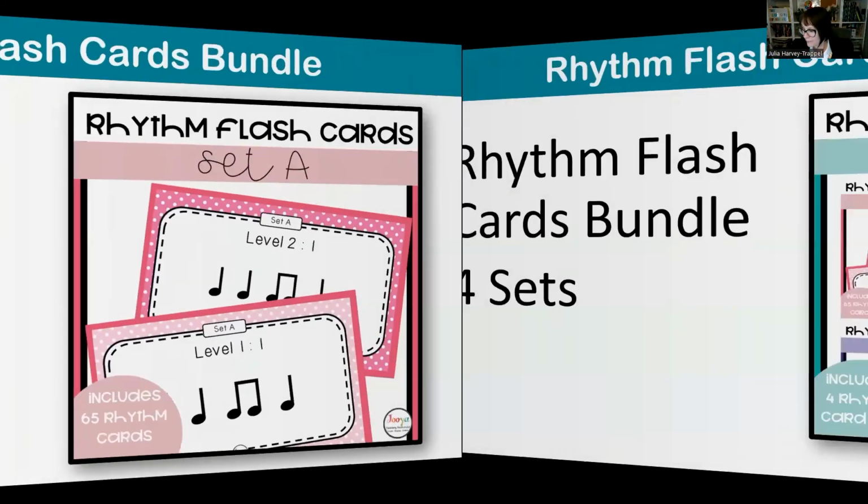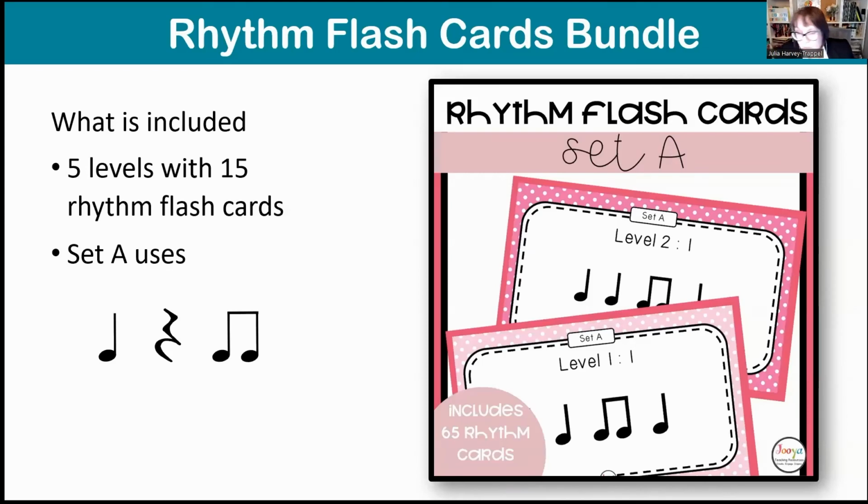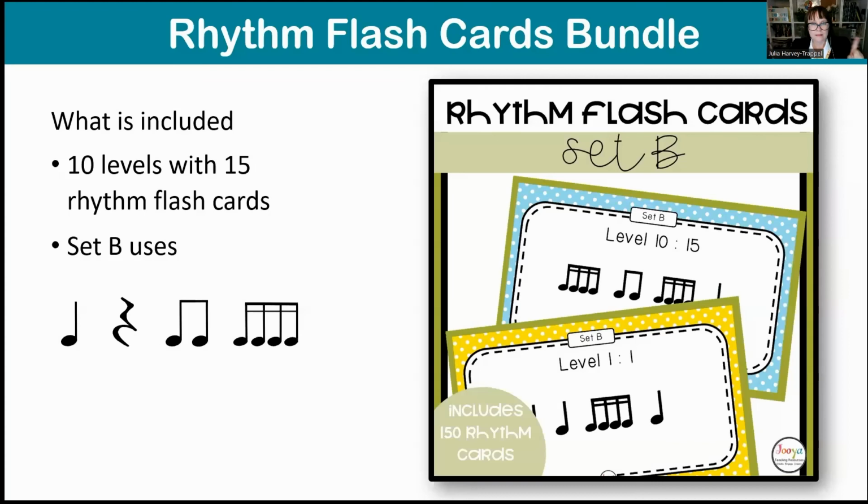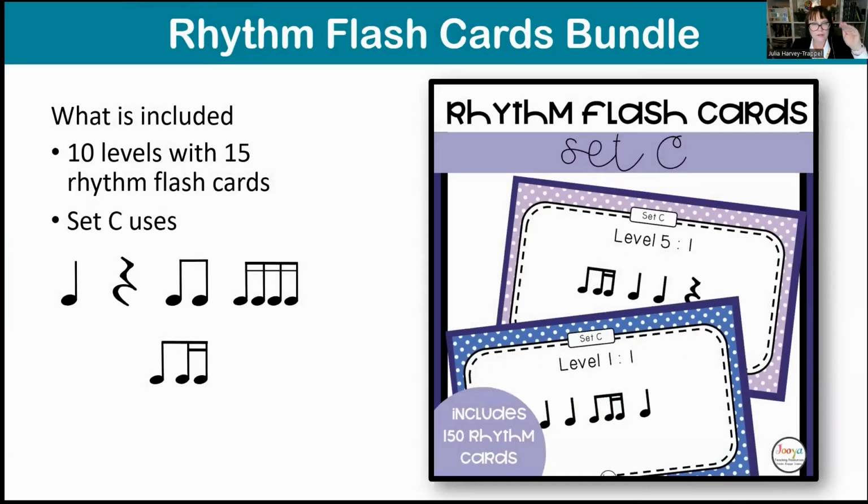And my daughter, of course, is trying to call me. Okay. So as I said, set A has got 5 levels with 15 cards, and you can see there that's what set A uses. They're the notes. Then set B uses those notes. So 10 levels with 15 rhythm cards, and each level's a different color. Set C uses all those, so you can see it's being built on.